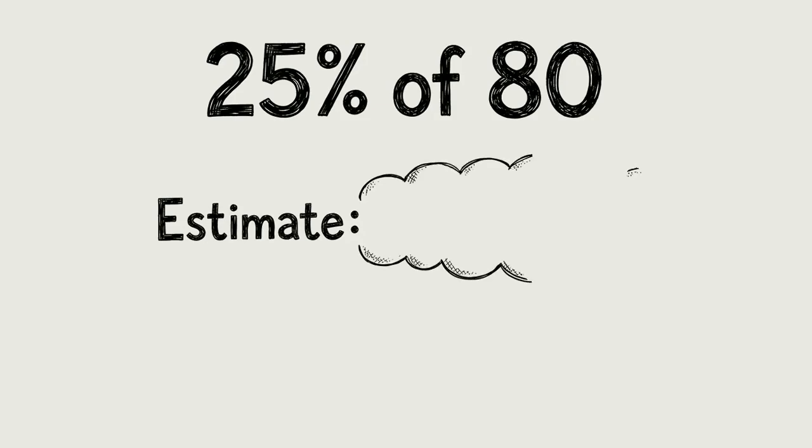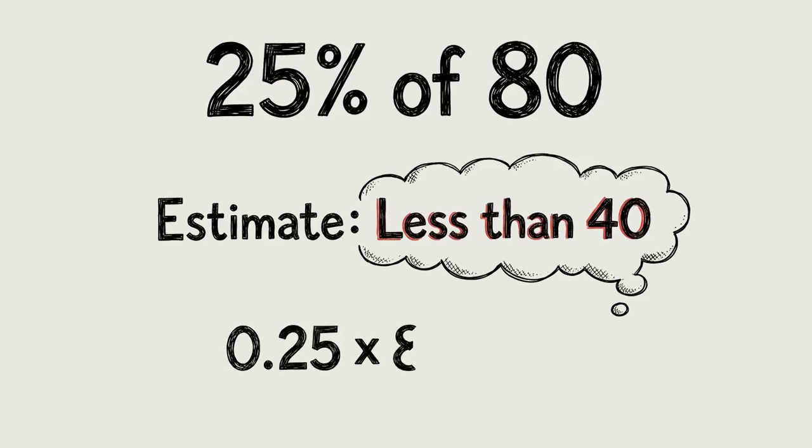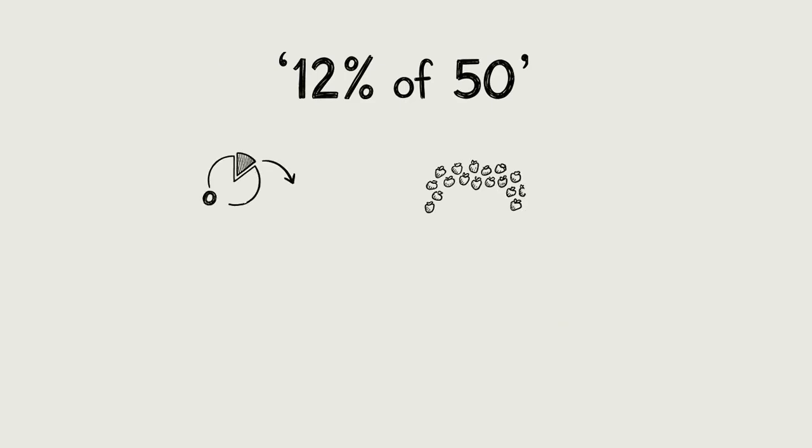Find 25% of 80. Before calculating, think, is the answer going to be bigger or smaller than 80? Since 25% is less than half, the answer must be less than 40. Now compute. 25% as a decimal is 0.25. Multiply 0.25 times 80. 1/4 of 80 is 20, so 25% of 80 is 20. Does that match our estimate? Yes, it makes sense. Let's try another.